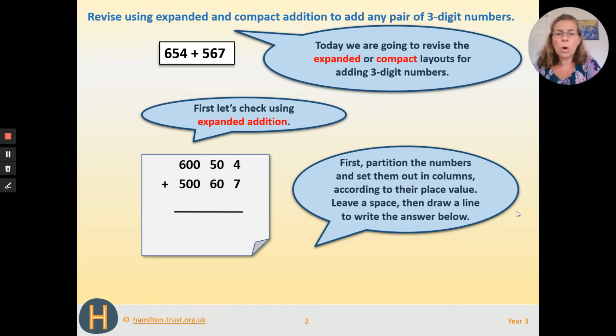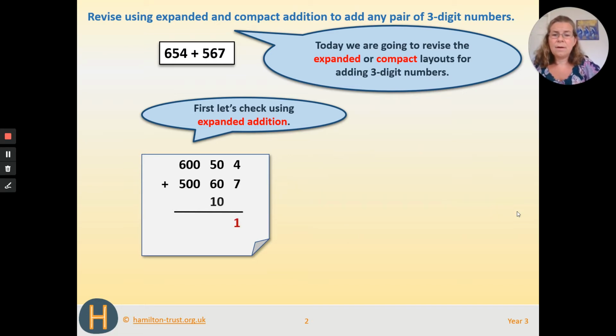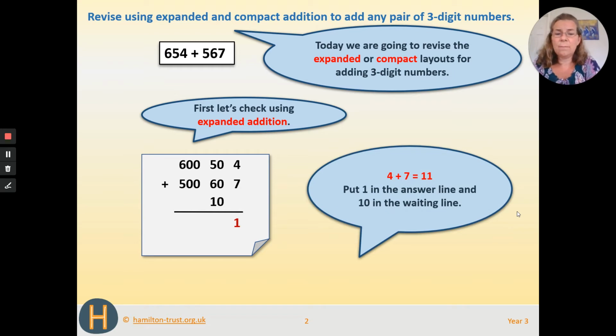So we're going to start with the ones or the units. 4 add 7 is 11. We're going to partition 11 into tens and units. So first we put 10 under the tens column and we put the 1 in the units. The space above is what we can call a waiting line. It's waiting to be added in the correct column.